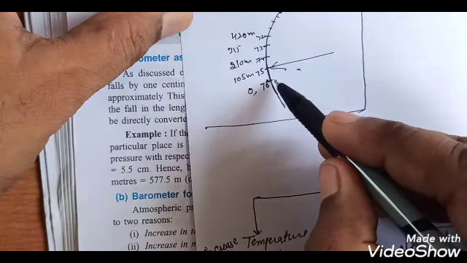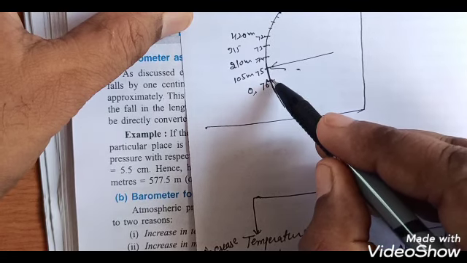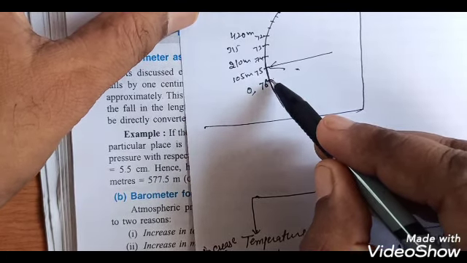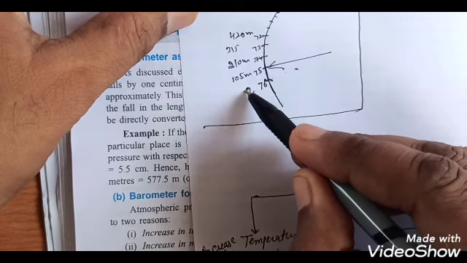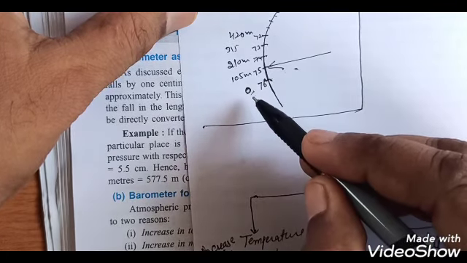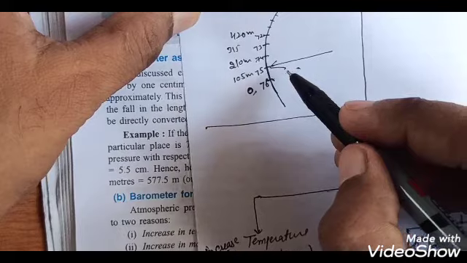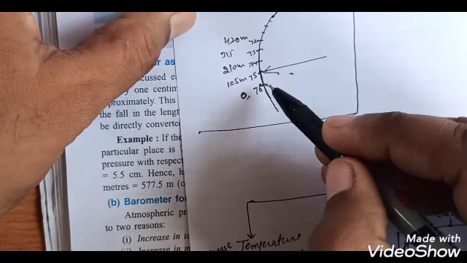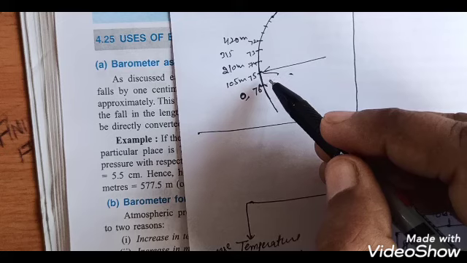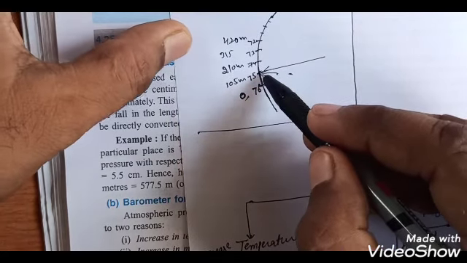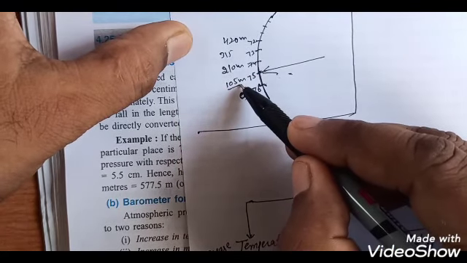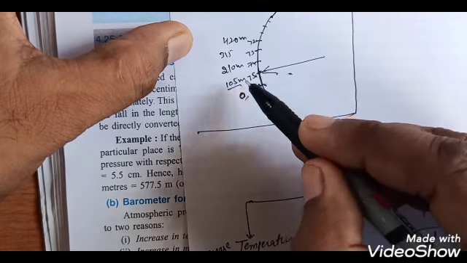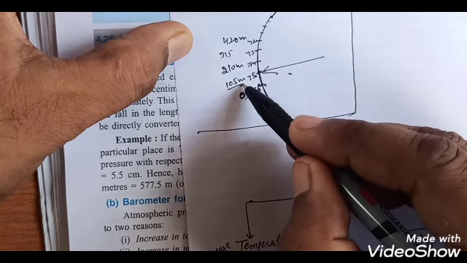See, if the Android barometer shows a reading of 76 centimeter, that means the altitude of the place is 0, that is sea level. If the barometer shows pressure 75 centimeter at a certain place, then what is the altitude of that place? Because pressure falls by 1 centimeter from 76 to 75, the altitude of the place is 105 meter.